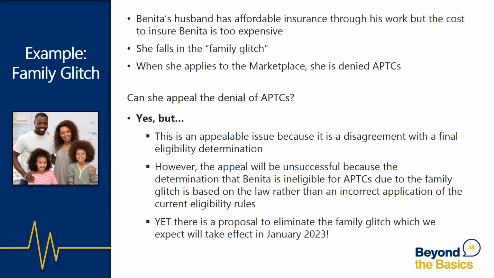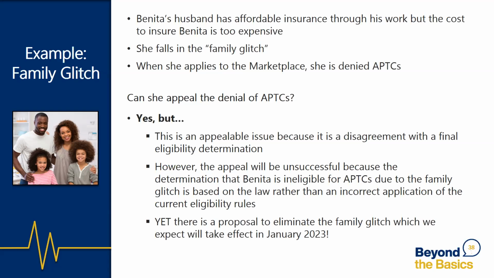Yeah. It's a disagreement. It's a final eligibility determination. But because the federal rules say she's ineligible for tax credits, her determination is based on the law rather than an incorrect application of the eligibility rules. So even if she appealed, she would still not be able to get help or tax credits for this year. So again, there's a proposal right now to eliminate this. We really hope that will be in effect.